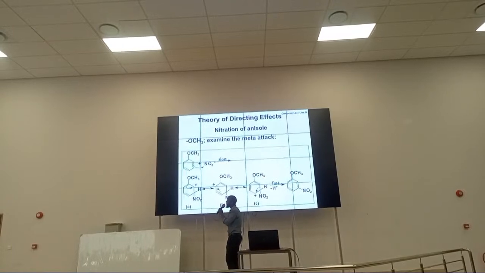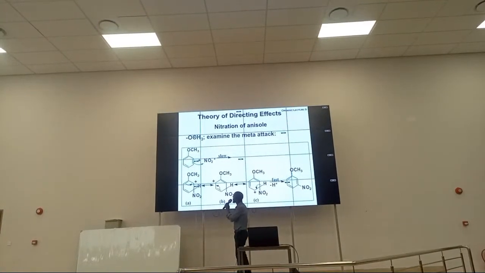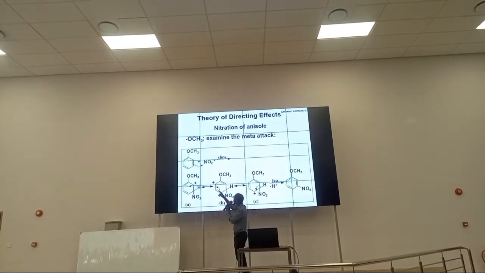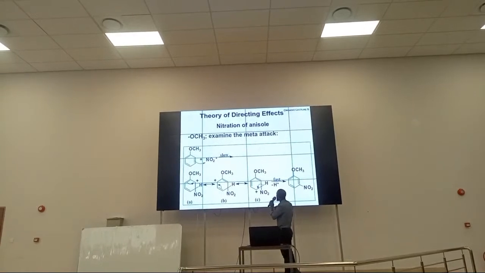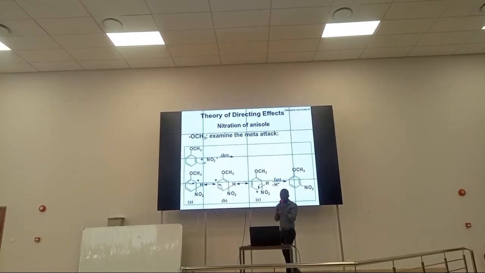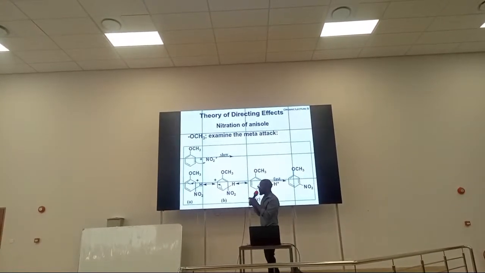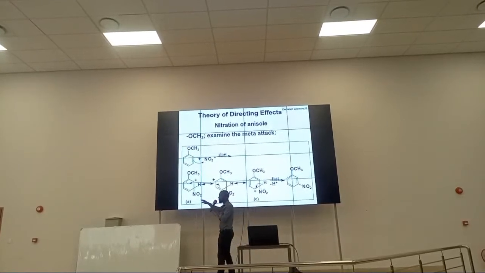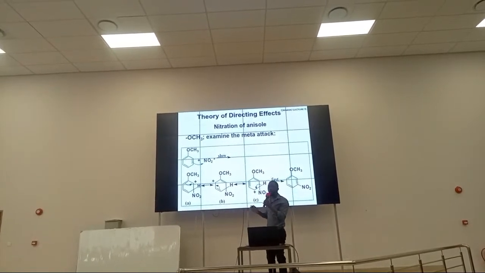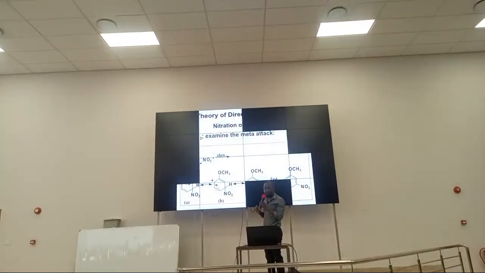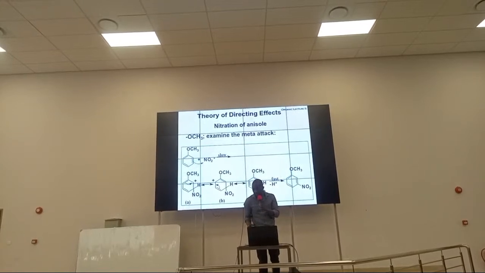So this is a resonance stabilized carbocation. That pi bond can shift, and then the positive charge goes to that other carbon, and then this pi bond can also shift, and the positive charge goes to that other carbon. Then finally, we get the final product. So we are going to try to compare this set of resonance structures, the three of them, with another set of resonance structures that are likely to arise when attack occurs, not at the meta, but at the para or ortho position.